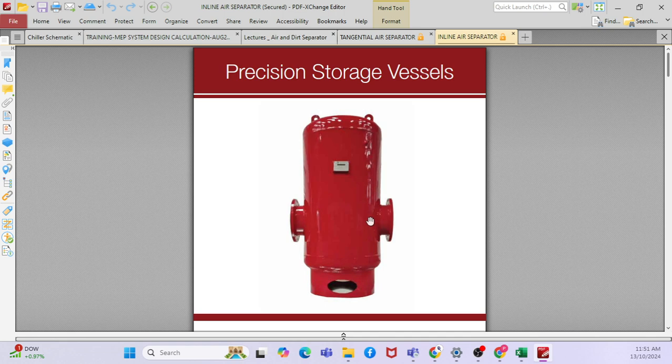So both have advantages and disadvantages. We have to check with the manufacturer what is the best model suitable for my application. Both serve the same purpose, but you have to see which type gives better efficiency, better performance, space, and maintenance. You have to consider everything.